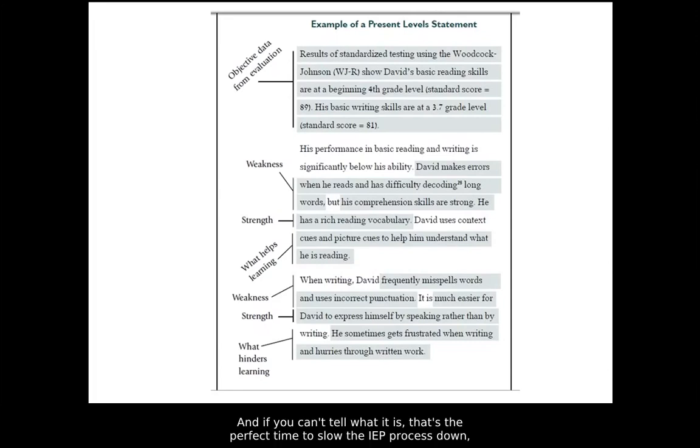If David's in 7th grade and he has a 4th grade reading level, it's important to know what the objective data tell you. And if you can't tell what it is, that's the perfect time to slow the IEP process down, pull the team to talk about what that means. How does David's basic reading skills at a 4th grade level and his writing skills at a 3.7, which means 3rd grade, 7th month, how does that affect our instruction for David? What changes would we make? How would we monitor the progress to make sure this year he goes from 4th grade to, say, 5th grade in his reading level?